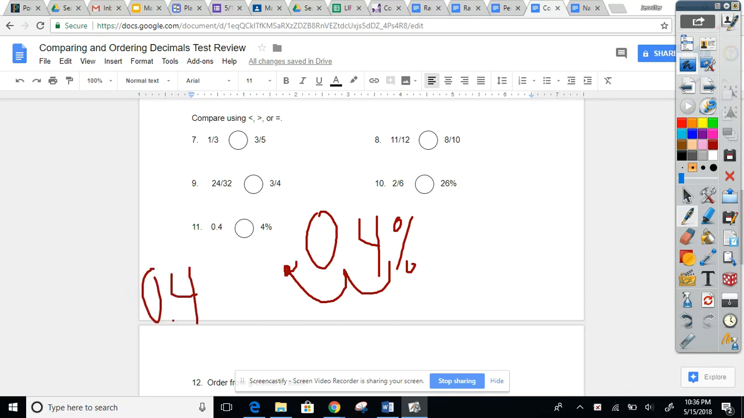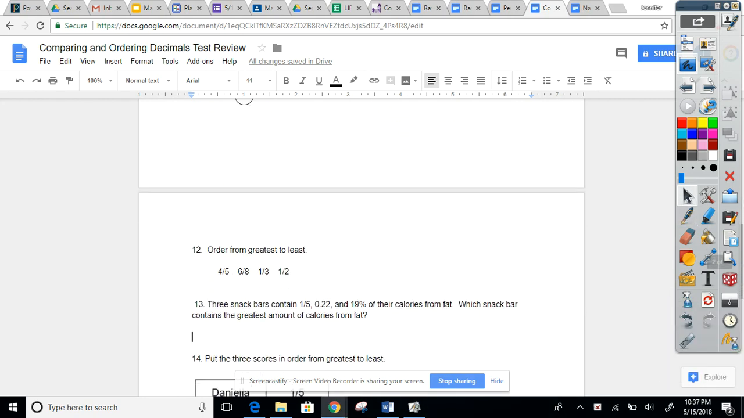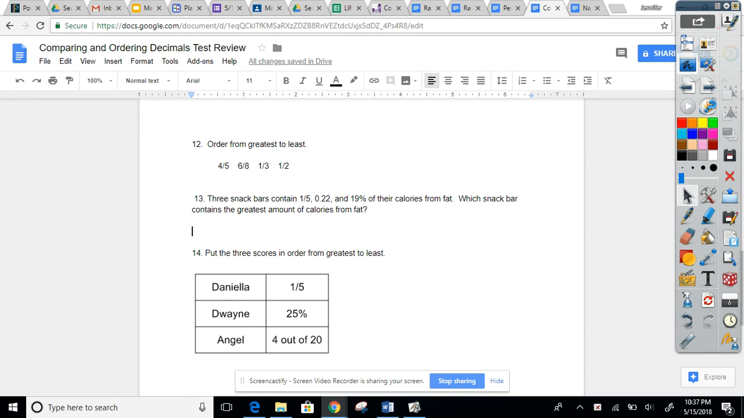4/10 the same as 4/100? I don't think so. So let's look. In my tenths place, I have a 4 and I have a 0. What's bigger, 4 or 0? That would be 4. So which is larger? The 4/10. It's larger than 4/100. Okay. Let's see if there's any that we can look at real fast.